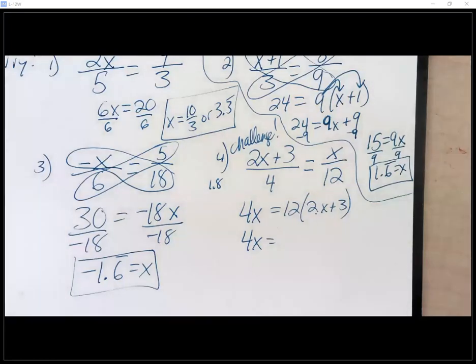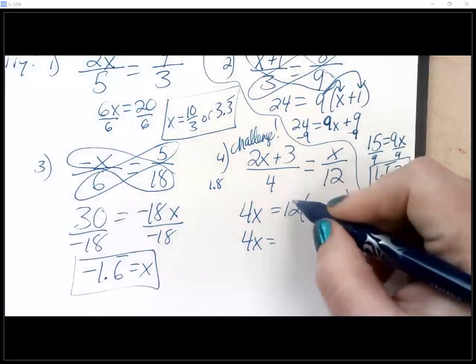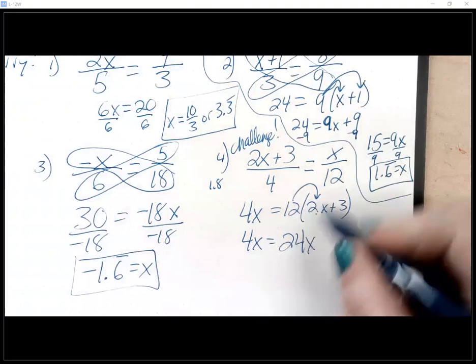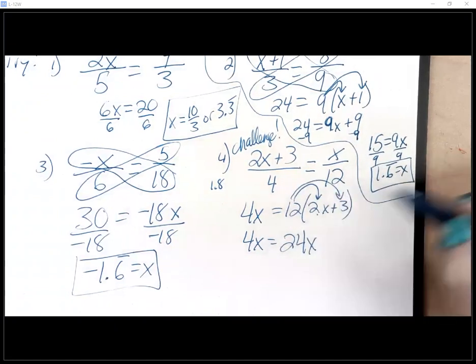So we had already multiplied the diagonals. And so now I'm up to the part where I'm going to distribute that 12, right? So 12 times 2x gets me 24x. And then 12 times 3 is 36.